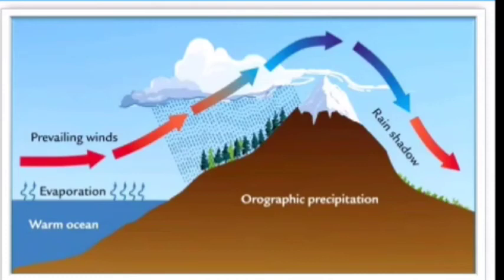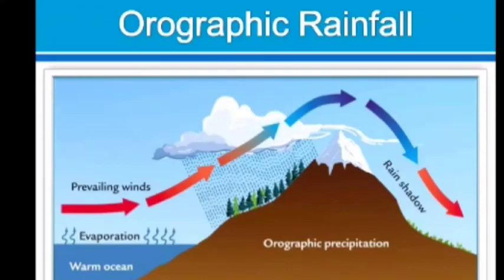On the other side there are no rain bearing winds. Only for that reason there is no rainfall. It is called the rain shadow region. It is also called the leeward side. Understood? This kind of rainfall is known as orographic rainfall. Understood?